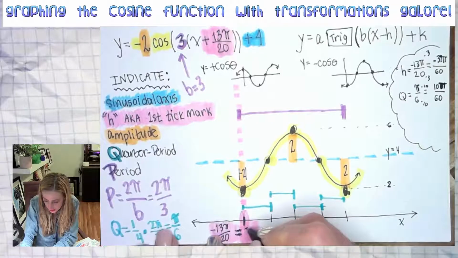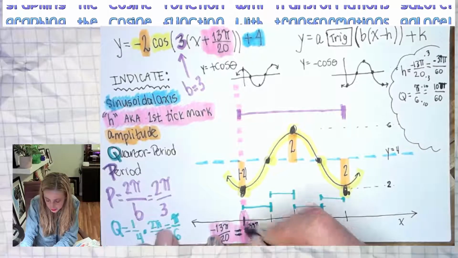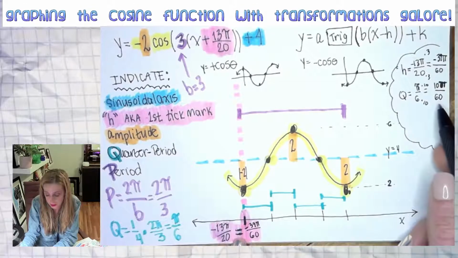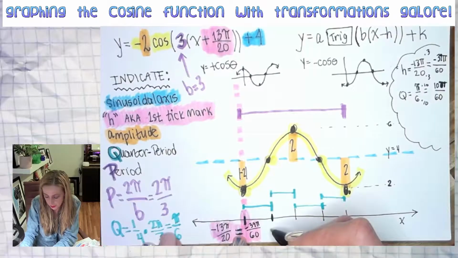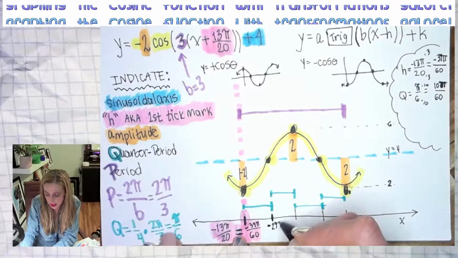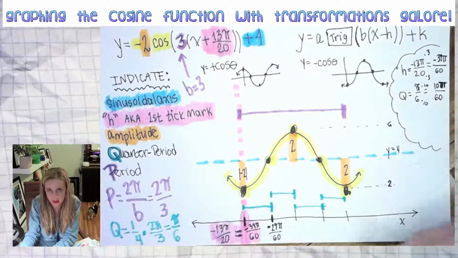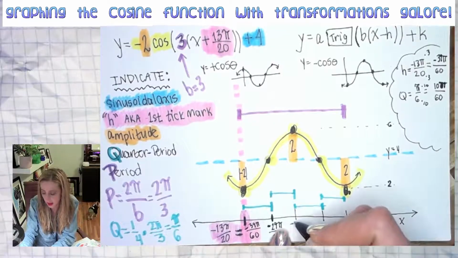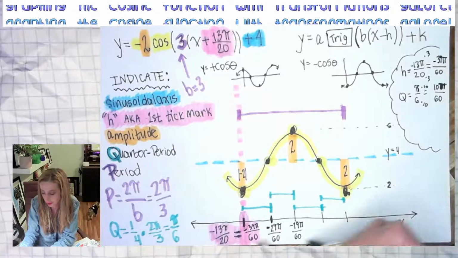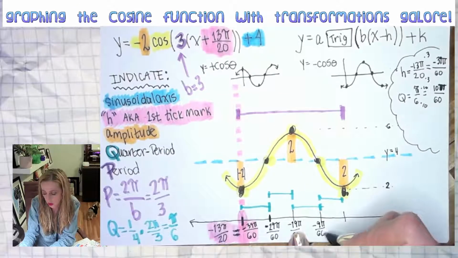Under here, I'm going to write negative 39 pi over 60. That's still that first tick mark. If I add a quarter period, 10 pi over 60, what will this tick mark be? You could do this without a calculator. Negative 29 pi over 60. Add another 10. Gotta keep adding that quarter. Negative 19 pi over 60. Add another 10. Negative 9 pi over 60.